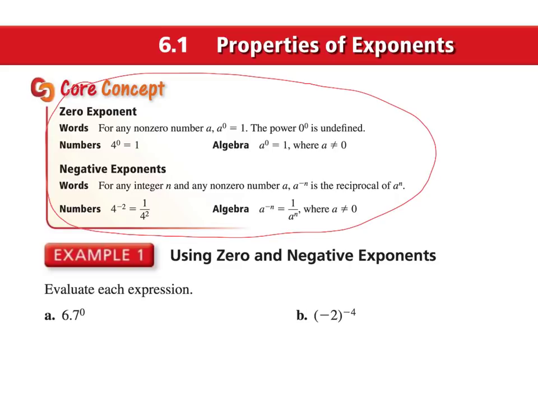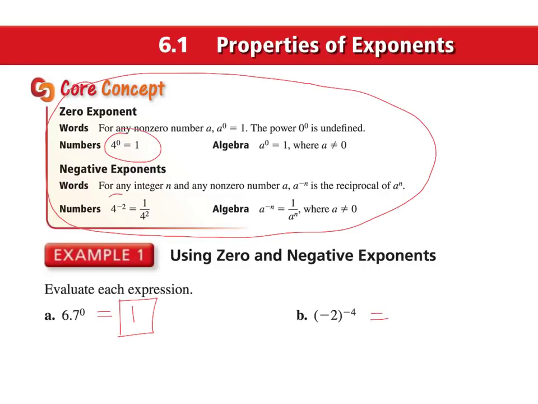All right, so going over example 1, evaluate each expression. 6.7 to the 0th power. Anything to the 0th power is equal to 1. That's all there is to it. Done. Now here we have -2 raised to the -4th power.